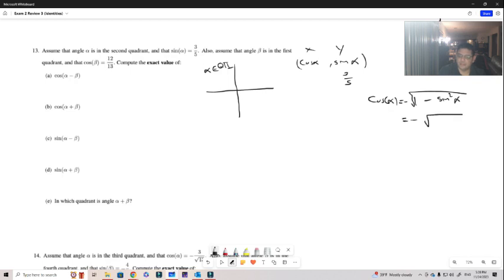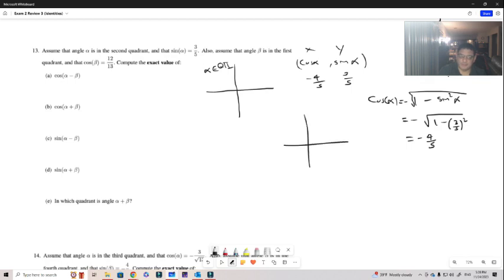So this is minus 1 minus 3 over 5 squared. When you solve for this value, you're going to find out that this is 4 over 5. And so with this, you have all the information that you need about alpha. Now we do the same thing for beta.